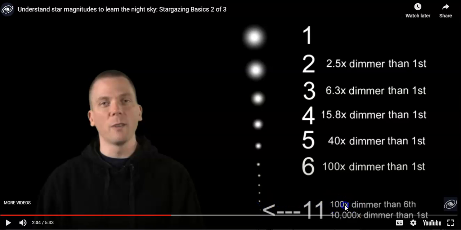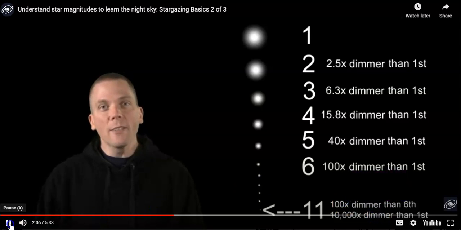The other thing to notice is we're going by powers of 10, is what he's pointing out, right? If you are a level 6, you are 10 squared dimmer, 10 to the 2nd power. By the time you get to a level 11, you are 10 to the 4th power dimmer.